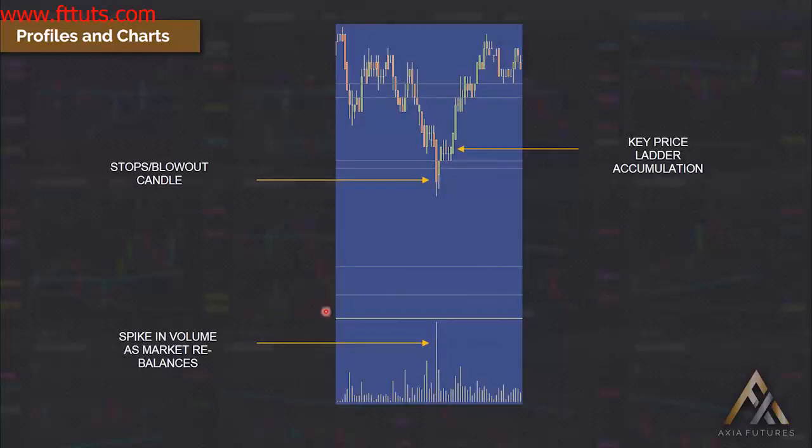Then down here, similar to the stops candle, is this spike in volume. I've written here spiking volume as market rebalances. You've seen the initial momentum move down, you've seen the overexertion, the overcommitment, and then you see this big spike in volume as the market rebalances and readjusts itself as to how it should be positioned, with people covering and people initiating new positions. This is where we start to work out how we're auctioning, how we're going to move away from this area. So let's get on into the ladder.